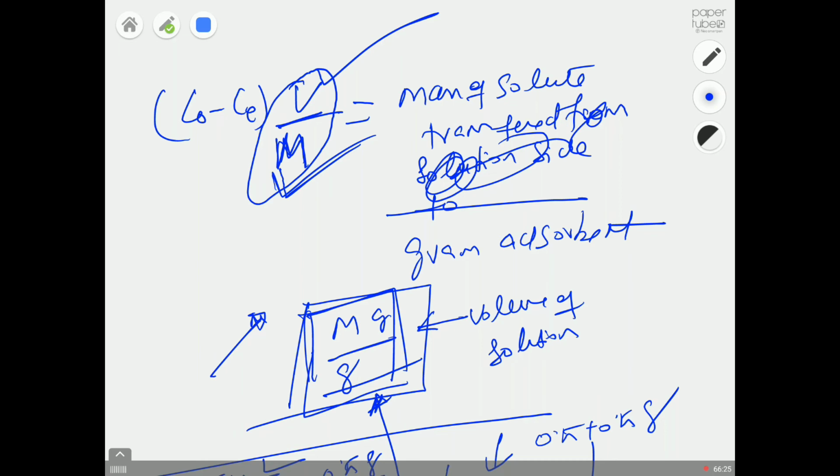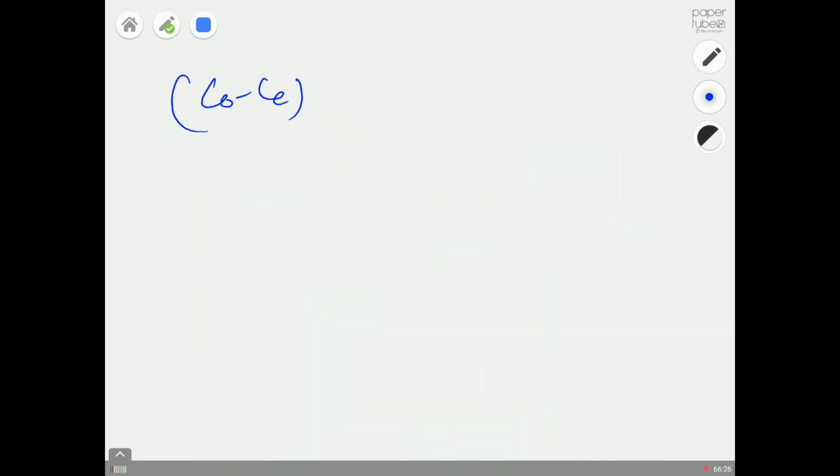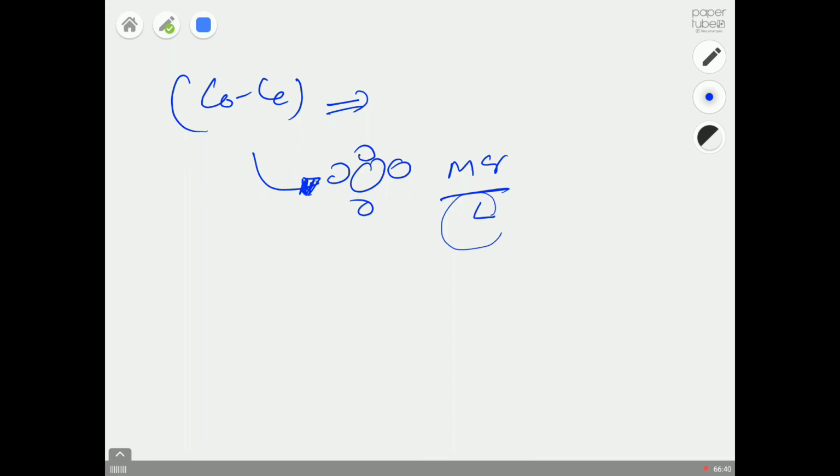C naught minus C also gives some information about how many milligrams of your butyric acid moved to the solid side, but it still has a unit, milligrams per liter. So we have to remove this unit from the final value.